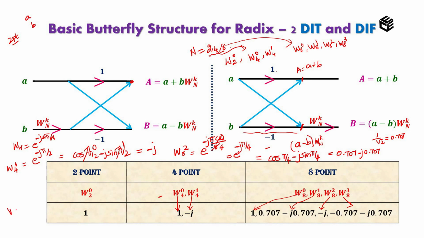Or in general, I can say W n power nk is equal to e power minus j 2 pi nk divided by capital N. So instead of nk, we will be applying the values 0, 1, 2 or 3 based upon the point. Please learn all these values by heart.